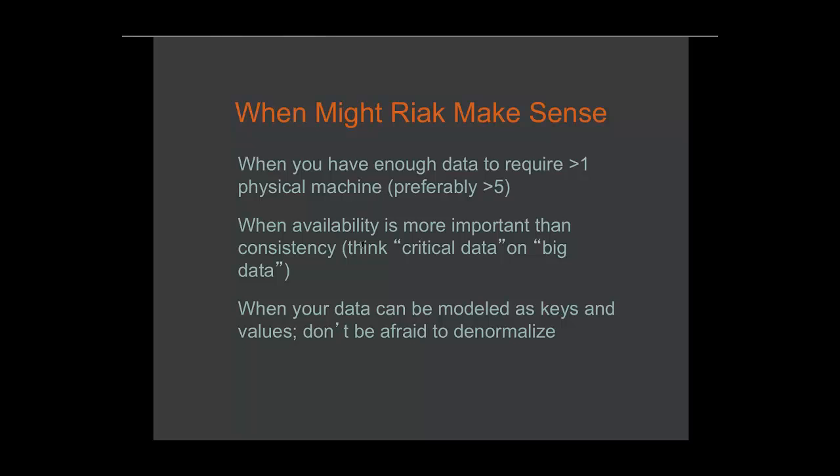Yeah, so some things to keep in mind with Riak, because of how it replicates data, we recommend that you really should only use Riak if you have enough data to require at least 5 nodes. Riak, again, makes sense if you have data that requires availability over consistency. So we call this critical data. So any data that you absolutely need to have access to at any point in time. And then any data that can be modeled as keys and values. Don't be afraid to denormalize this value, though.